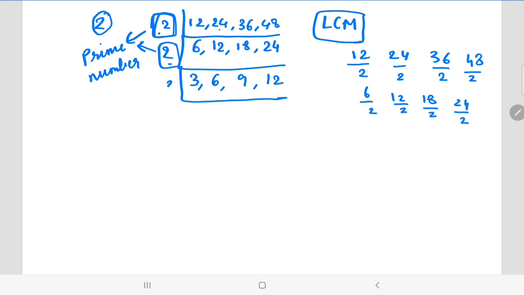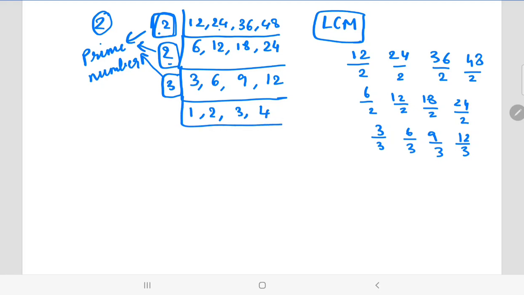So I will take 3. We know that 3 is also a prime number. So when I do 3 divided by 3, I will get 1. When I do 6 divided by 3, I will get 2. When I do 9 divided by 3, I will get 3. When I do 12 divided by 3, I will get 4. Okay?